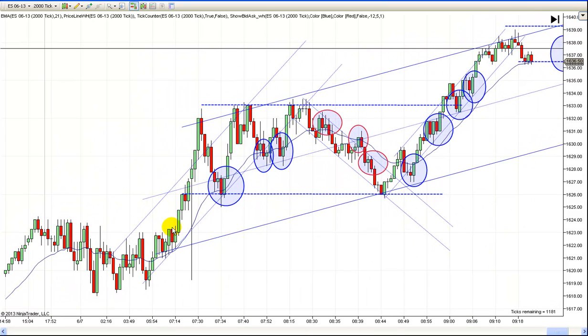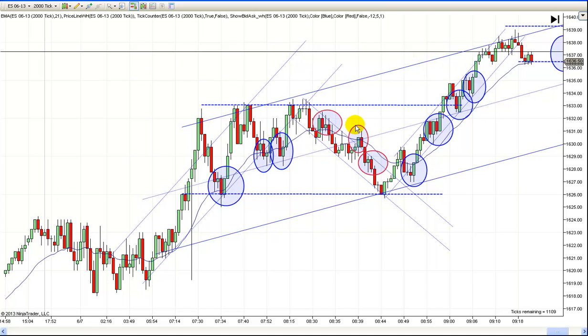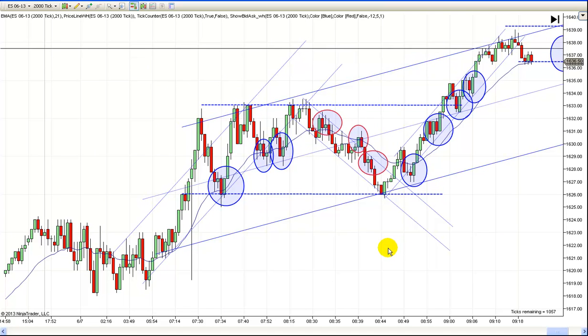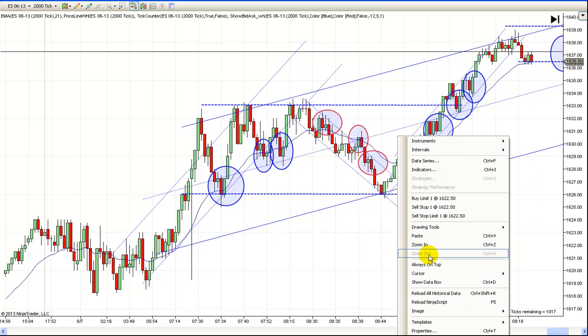We started out with this channel working up. It also looked a little like a trading range. You could have traded it like a trading range. There's really an entry here I meant to mark in green.